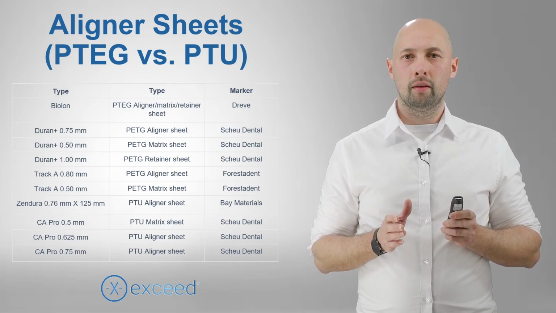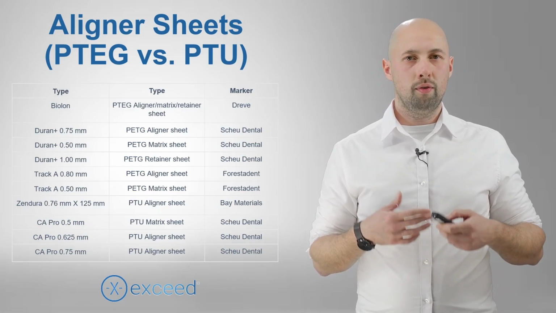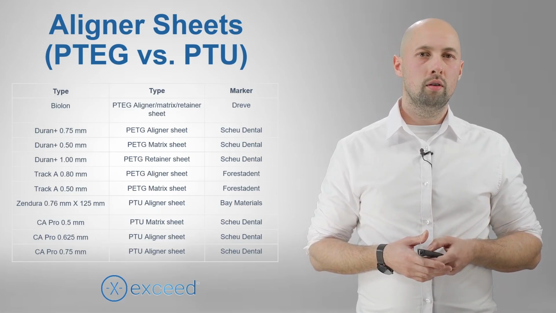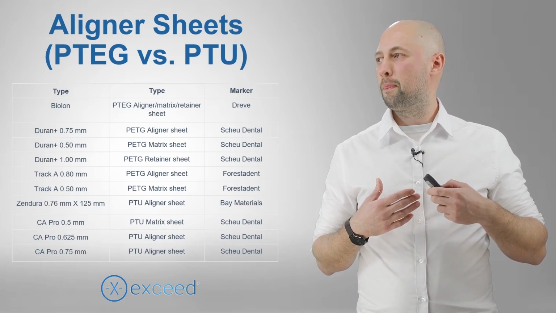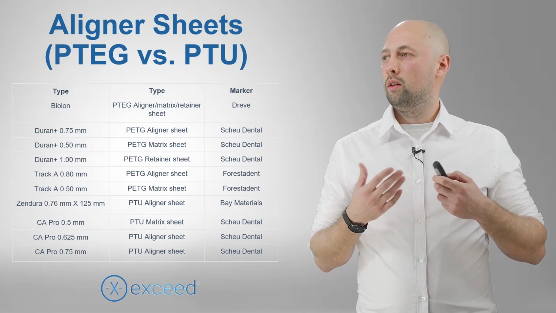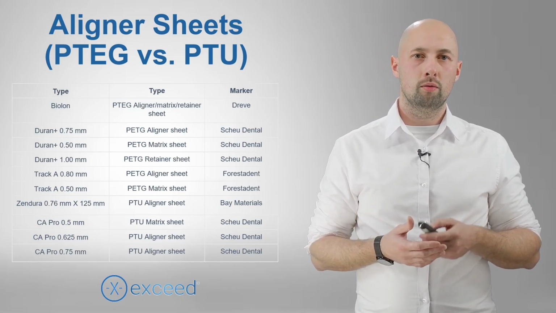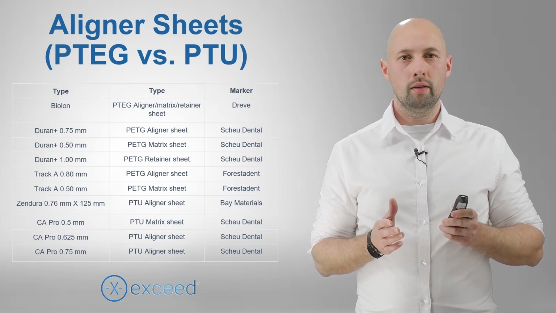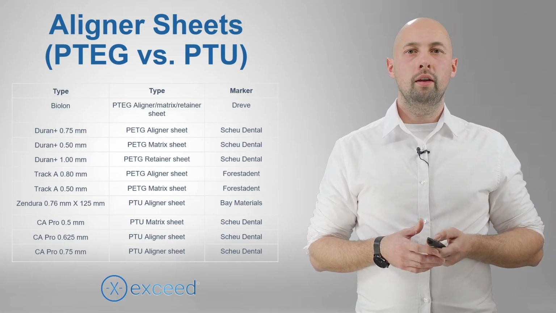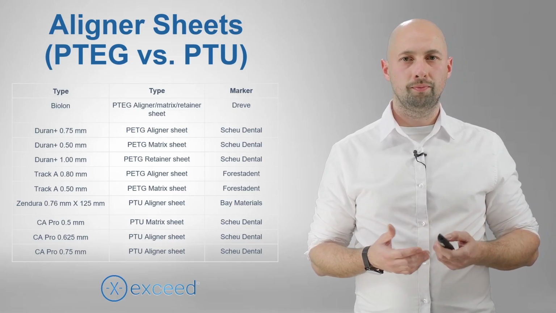I have to say that before the PU material was introduced to the market, a lot of producers, including our partners, were using PETG aligners, and it was just as good. So you don't have to worry that it's not going to work. But PU is more modern, it's more expensive, but it's more flexible and retains the position longer.